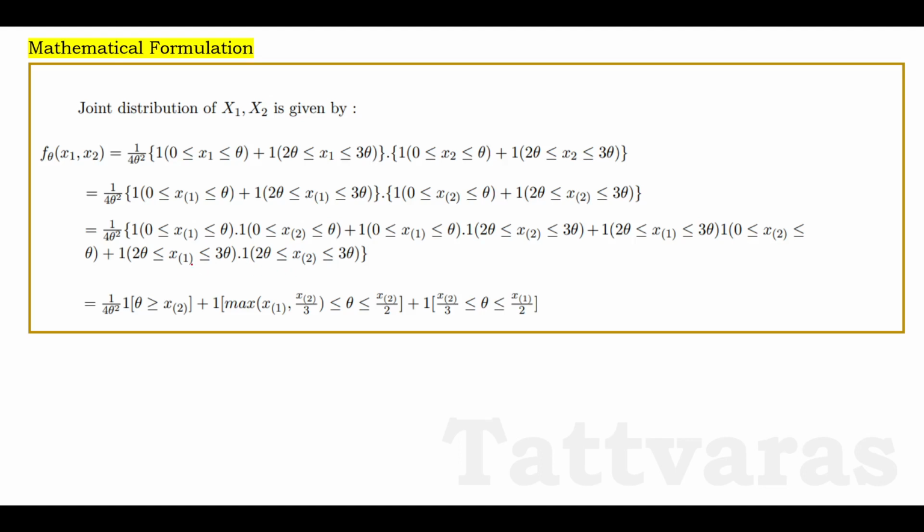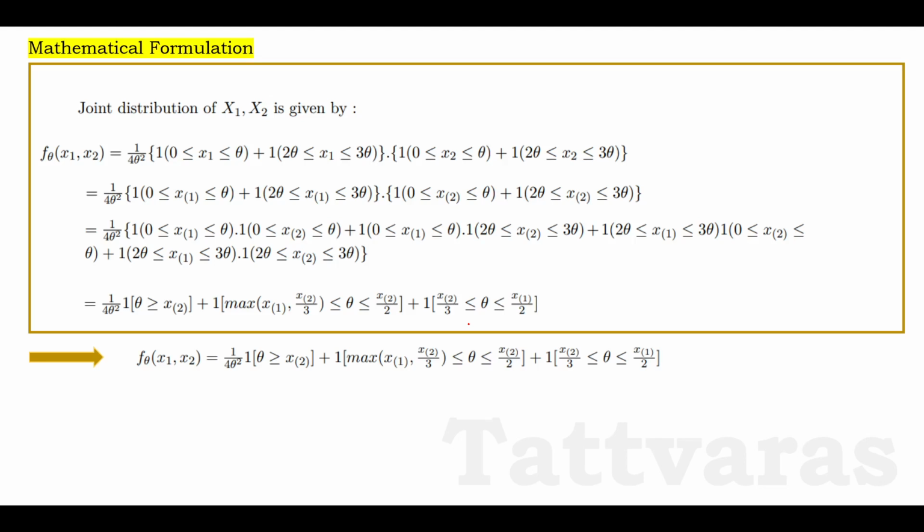And in the fourth condition, when do we get 1 for both the indicators? When theta is greater than or equal to x order 1 by 3 and theta is greater than or equal to x order 2 by 3. So basically theta is greater than or equal to x order 2 by 3, that is the maximum of these two. And similarly theta is less than or equal to x order 1 by 2. So this is the simplified joint PDF that we get, right? So this is our joint PDF.